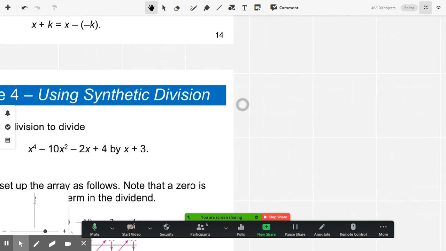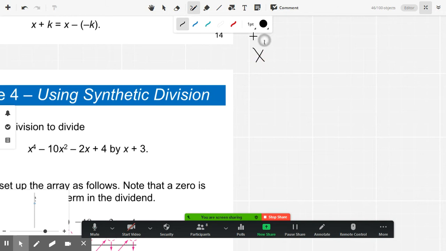So let's say we want to divide this right here. Let me go ahead and write it over here. x to the fourth minus 10x squared minus 2x plus 4. And we want to divide by x plus 3. Okay, so x plus 3, what we're dividing by, is in the form we can do, so we can use synthetic division.